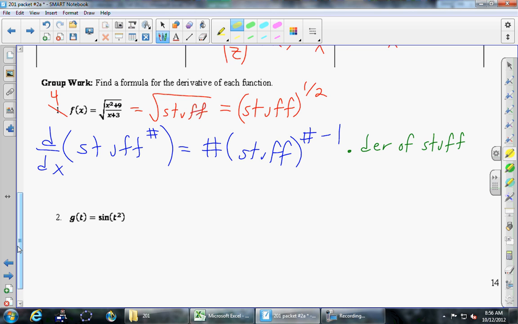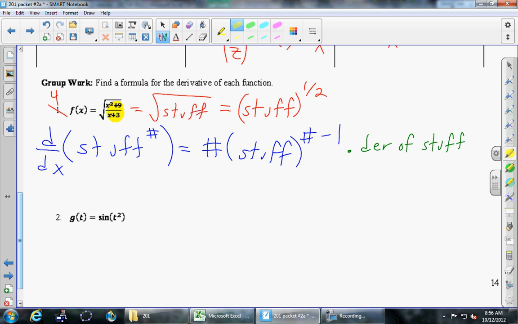The stuff in this case is that fraction. And what rule do we need for the derivative of that? That's a quotient rule. So you'll see a big quotient rule. I'm not going to go into the details of that. That's old. But right there at the end, you'll see the quotient rule. And so I'm going to highlight in yellow the stuff every time.